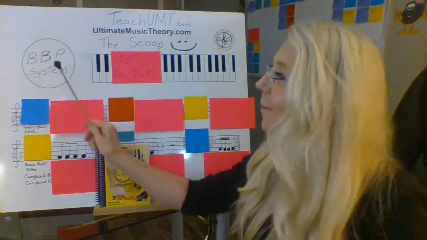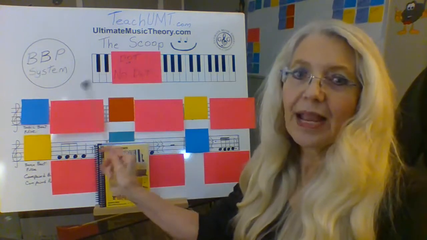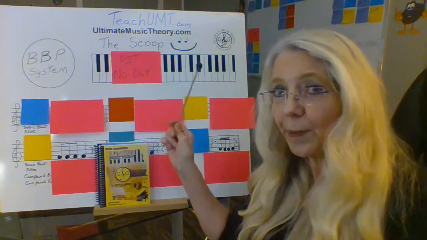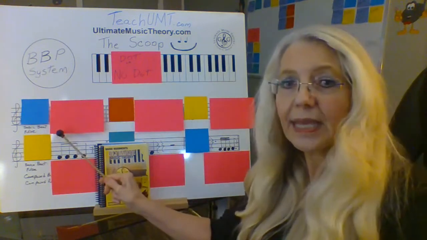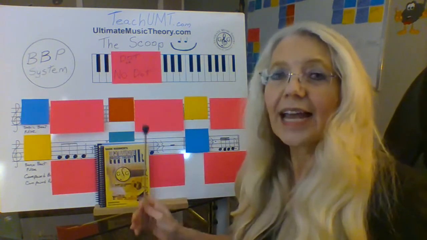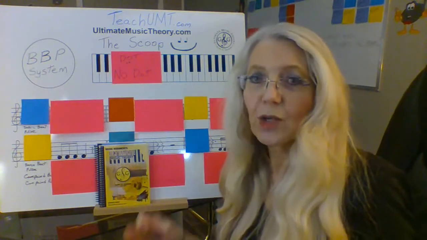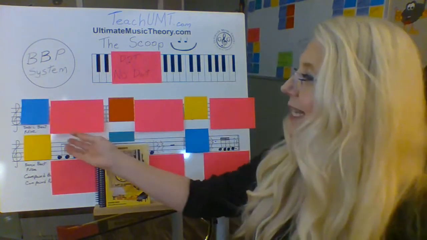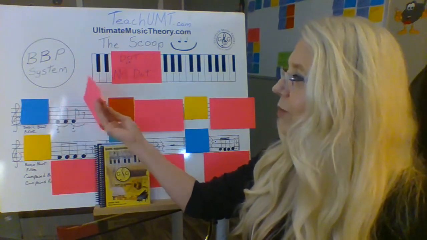So what is the BBP system? The BBP system is when we take the scoop and we add the basic beat and the pulse, that identifies the rhythm. So let's start the game. Are you ready? All right, let's go. So the first one, I'm going to have the big reveal.